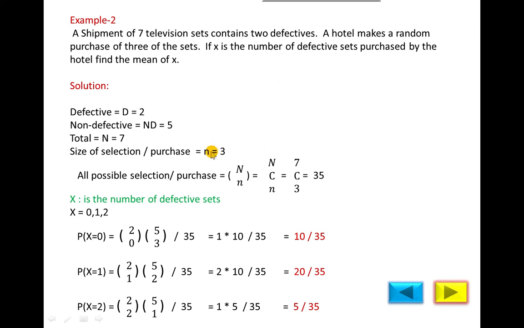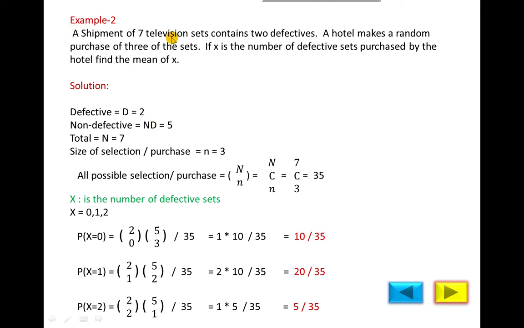But in this we will apply one more step. We will find the mean value of the variable x. If x is the number of defective sets purchased by the hotel, find the mean of x. A shipment of 7 television sets contain 2 defectives. Defectives are 2 out of 7. There are 7 televisions, so non-defective will be 7 minus 2, which is 5.